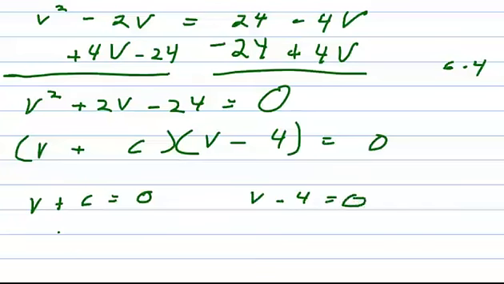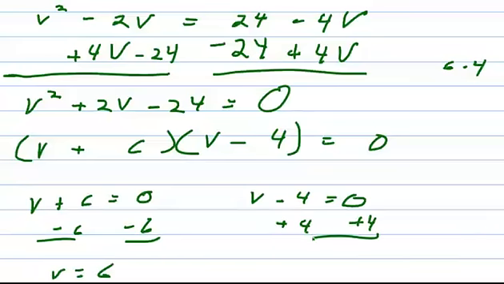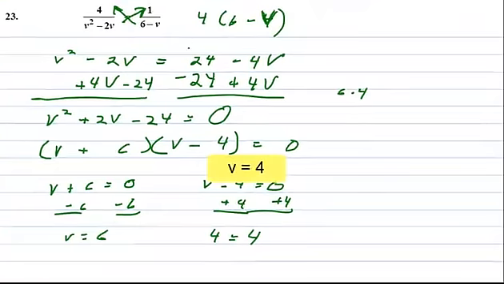Both of these are one-step equations. Here we're going to subtract 6 from both sides, and we get v equals 6. Here we're going to add 4 to both sides, and we get v equals 4. We did not find an LCD, so we have to go back to the original equation, and we're going to plug each value we found, each solution, into each denominator.